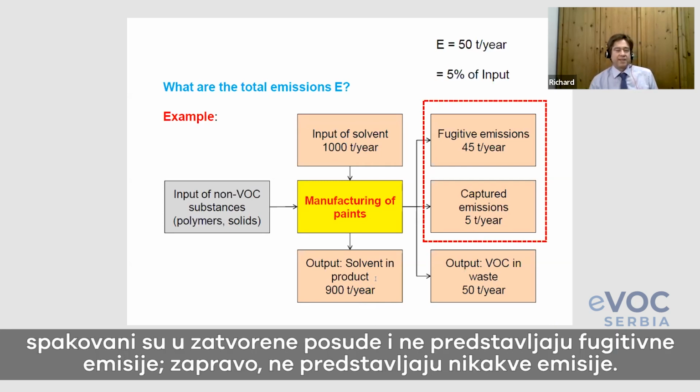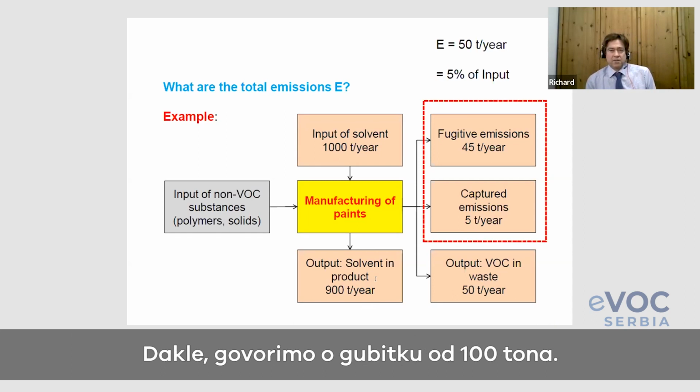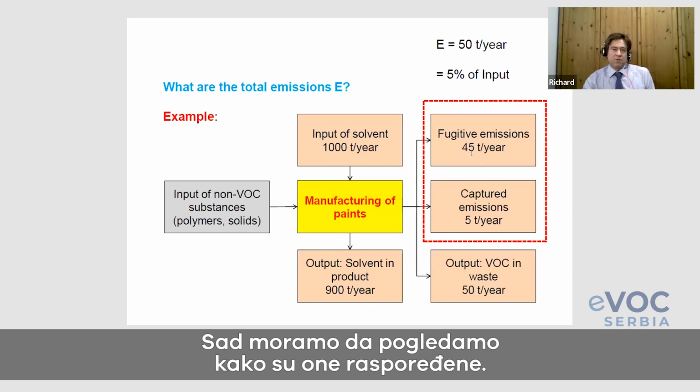So you pack it in a closed container. It's not open, so it's not a fugitive emission. It is not any emission at all. So we now speak about losses of 100 tons, right? That means now you must look at the distribution.